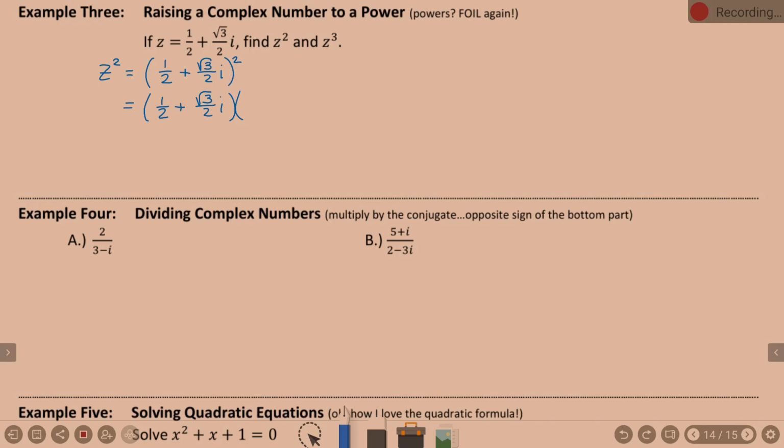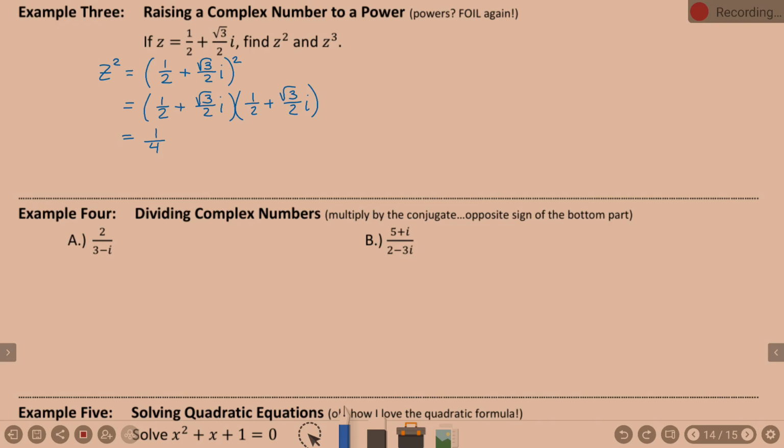Okay? So we're doing 1/2 plus square root of 3 over 2i times 1/2 plus square root of 3 over 2i. Okay, it is a FOIL. If you just square the first term and square the last term, you're missing your insides. You're missing those outside and inside terms. So, let's multiply our fractions. 1/2 times 1/2, 1/4.